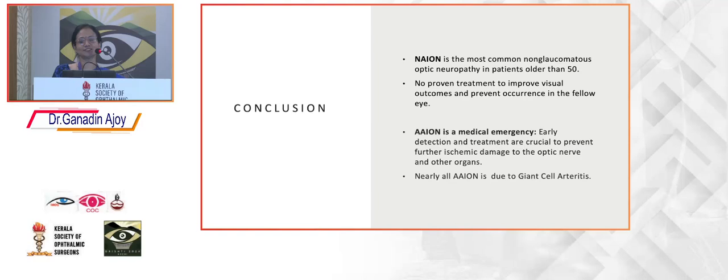So to conclude, NAION is the most common non-glaucomatous optic neuropathy in patients older than 50. No proven treatment to improve visual outcomes. Arteritic AION is a medical emergency, and nearly all are due to GCA.